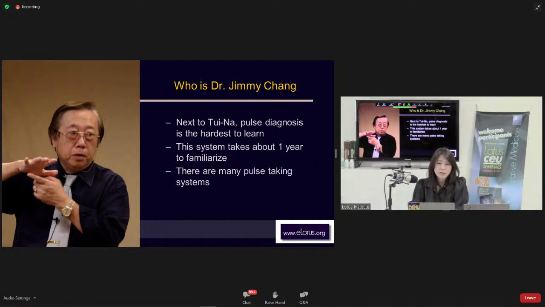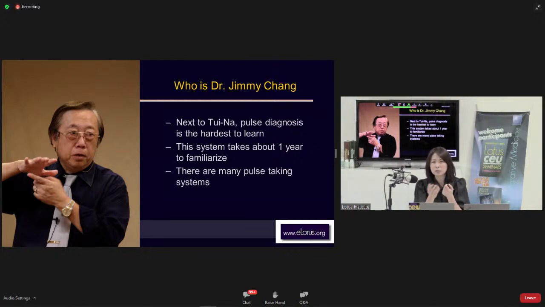Now, next to Tui Na, I think pulse diagnosis is probably the hardest to learn, because these two skills involve you actually feeling what the master is feeling, right? Learning herbs, acupuncture, and other styles is a little bit easier. With Tui Na, when you're watching the teacher do the different movements, you sort of know what he's doing, but you don't really know because you're not the patient. You don't know how deep he's going, what direction he's going, how much force, et cetera. That's all very subjective.